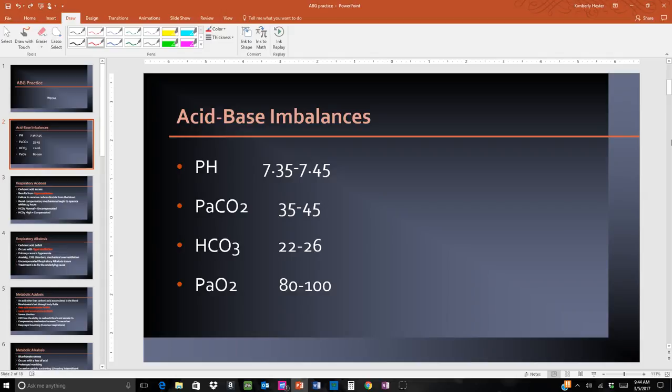When we're looking at an ABG, what we're looking at is the acid-base imbalance within the blood system. So this is an example of your normal ABG. Your pH should be between 7.35 and 7.45. Your CO2 should be 35 to 45. Your bicarb should be 22 to 26. We're not going to worry for the purpose of this class about the PaO2 at this point in time.